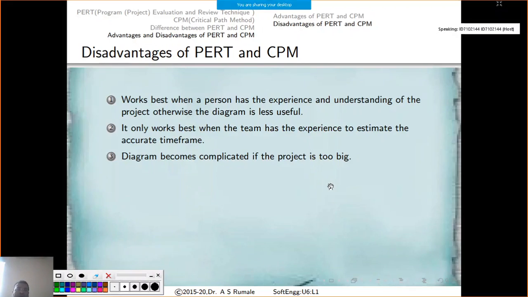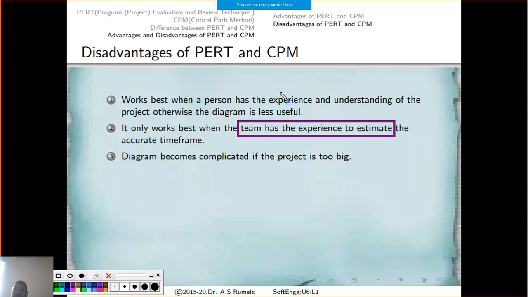Why is this happening? Because human tendency is the very basic disadvantage of having any good system, or say making any good system a failure. This is not the PERT and CPM's disadvantage. These are the disadvantages of not having a team which has the experience. If your team does not have the experience to estimate, okay, if a person has the experience and understanding, then and only then does it work.